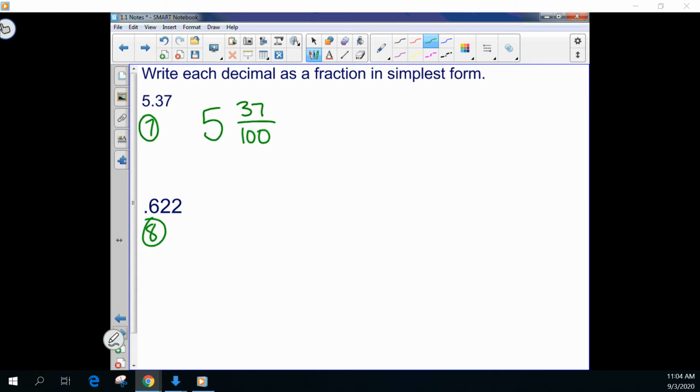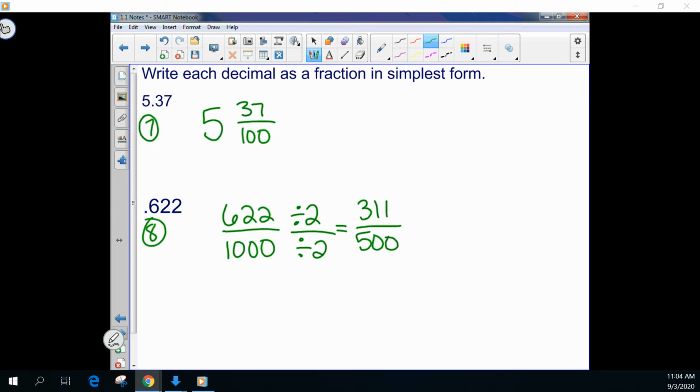Number 8 is 6.622, so you're going to put 622 over 1,000, because there are 3 numbers past the decimal, so I need 3 zeros in my denominator. And 622 over 1,000, those both are divisible by 2. So if I divide by 2, I would get 311 over 500. If you go through and check other numbers, you notice that there's no other numbers in common, so this is your most simplified answer.